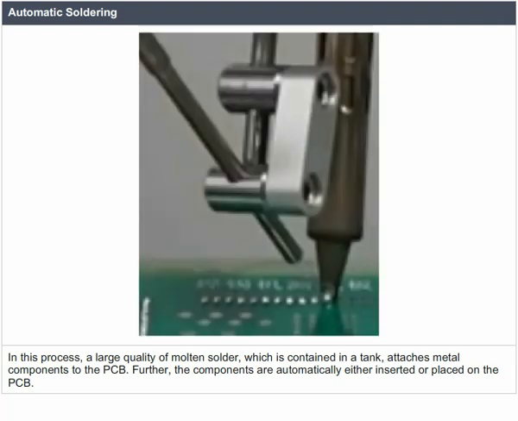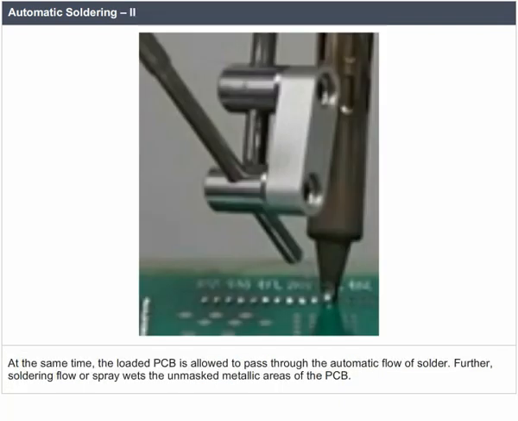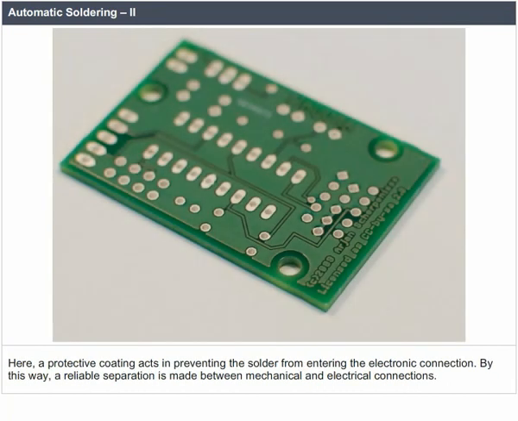In this process, a large quantity of molten solder, which is contained in a tank, attaches metal components to the PCB. Further, the components are automatically either inserted or placed on the PCB. At the same time, the loaded PCB is allowed to pass through the automatic flow of solder. Further, the soldering flow or spray wets the unmasked metallic areas of the PCB. Here, a protective coating acts in preventing the solder from entering the electronic connection. In this way, a reliable separation is made between mechanical and electrical connections.